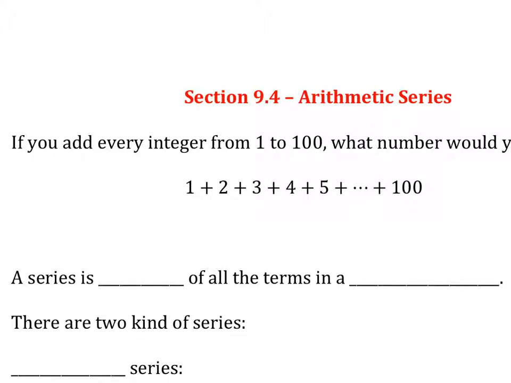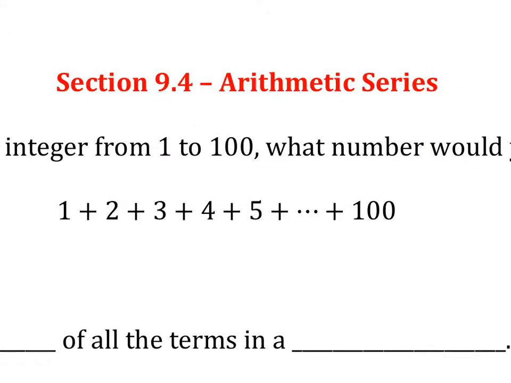We're kind of done with sequences. We're now going to move on to series. So we're going to add up all the numbers, all the way up to 100. I want you to talk to your partner. What kind of series is this? You only have two choices, arithmetic or geometric.